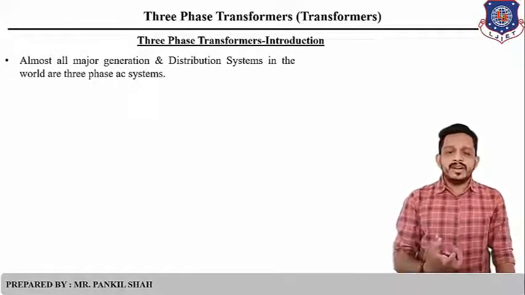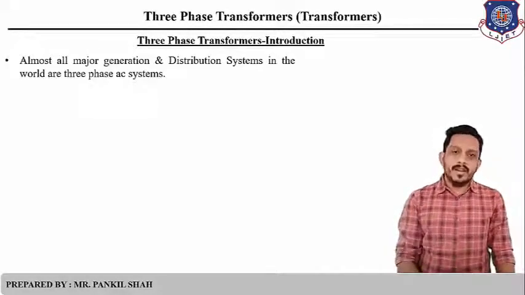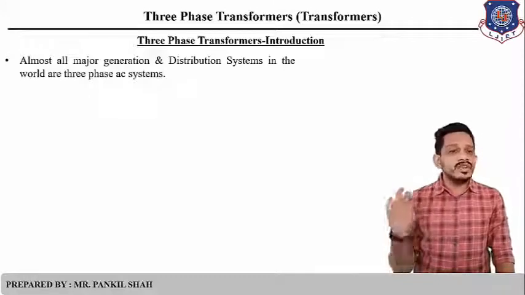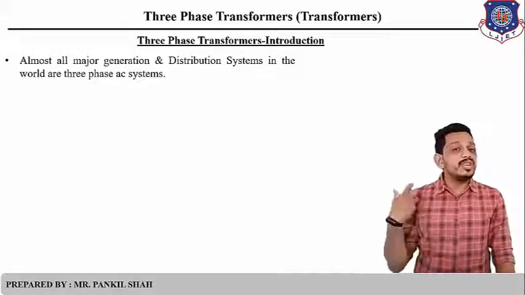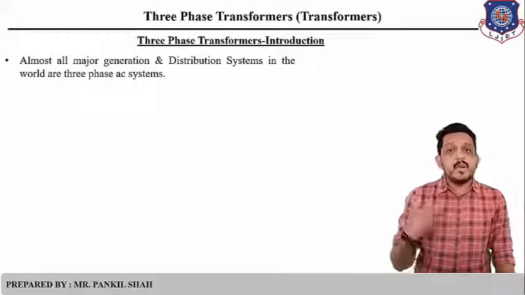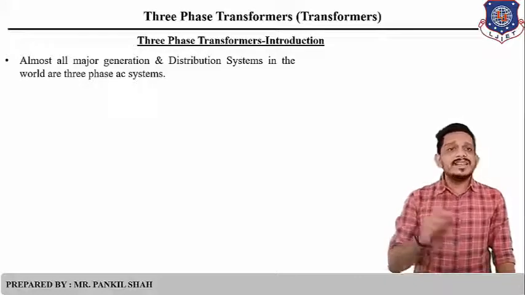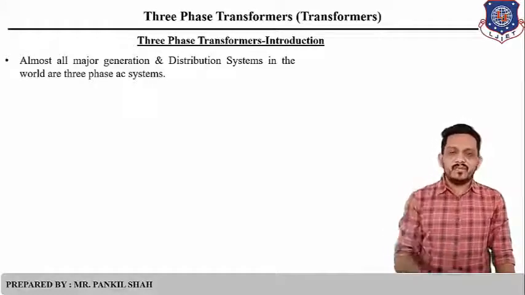We know that the generation of electricity is always in three-phase manner. Transmission is also in three-phase manner. Distribution is also in three-phase manner. Only the consumer, domestic consumers, may require a single phase. So electricity is always generated in three-phase manner.